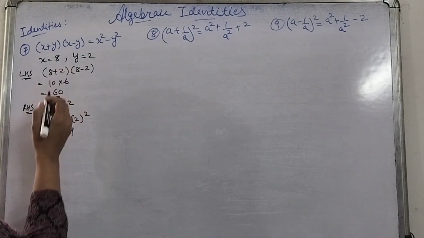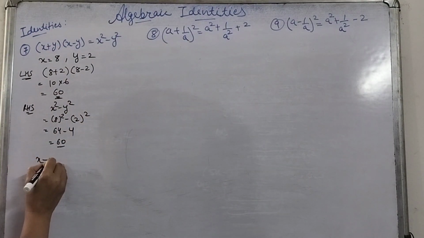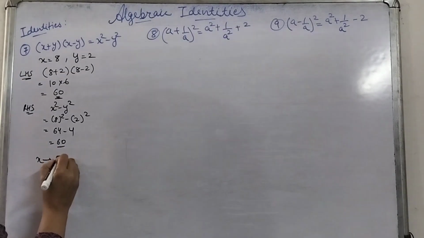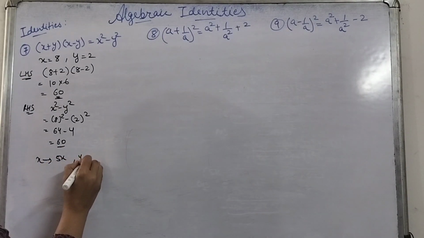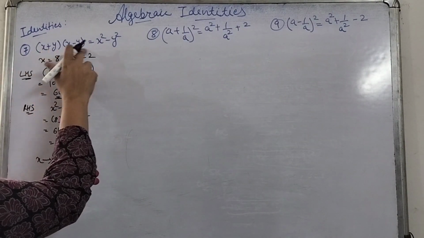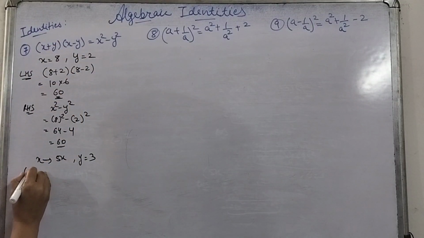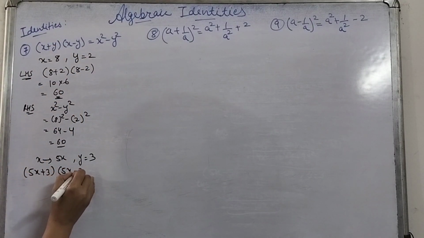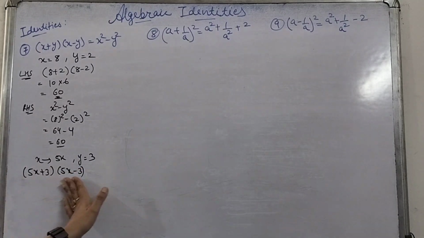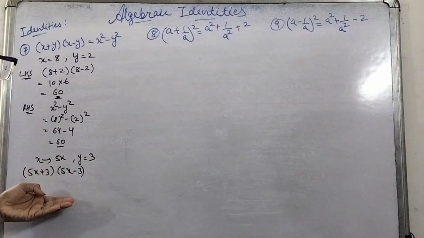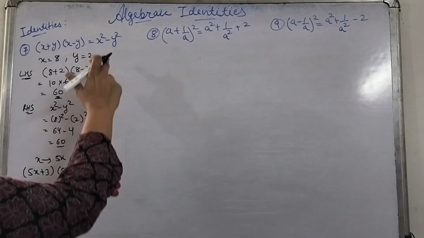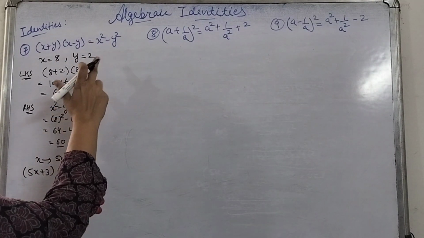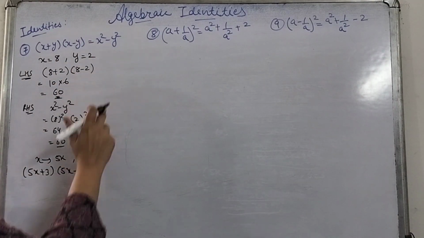So if we are going to replace x, another example I am taking, instead of x I am taking 5x and instead of y I am taking 3. So your LHS part will become 5x plus 3 multiplied by 5x minus 3. If this is the expression, instead of multiplying it directly we can say that the answer will be x square minus y square, where we are replacing x by your 5x and y by your 3.